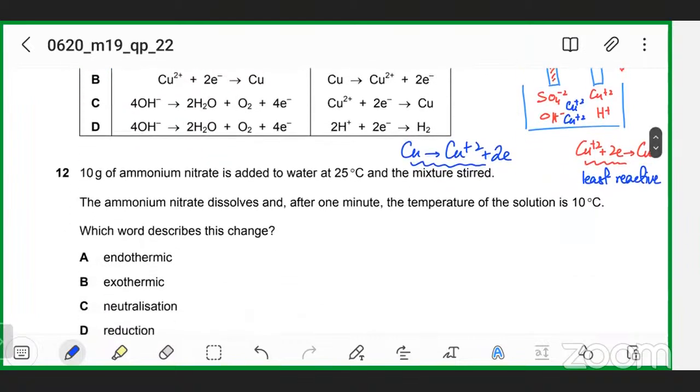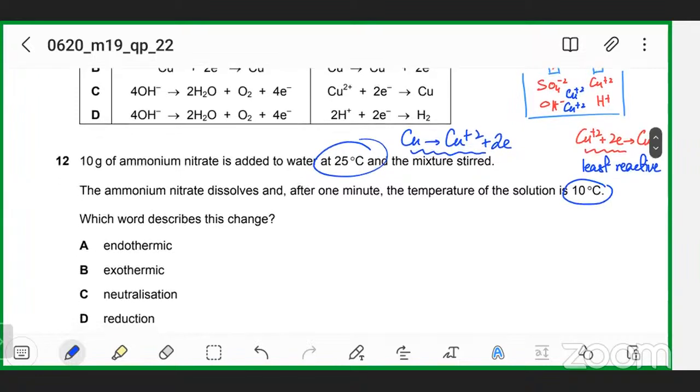ऐसे फिर अगला part है कि there's 10 grams of ammonium nitrate is added to water at 25 and the mixture is stirred. The ammonium nitrate dissolves after 1 minute. Temperature in the solution is 10 degrees centigrade. तो पहले कितना था, 25 था. Now it's जब उसको डिसॉल्व किया ना, it's 10. तो क्या, it's endothermic या exothermic? Endothermic. ठीक है. So it's endothermic.